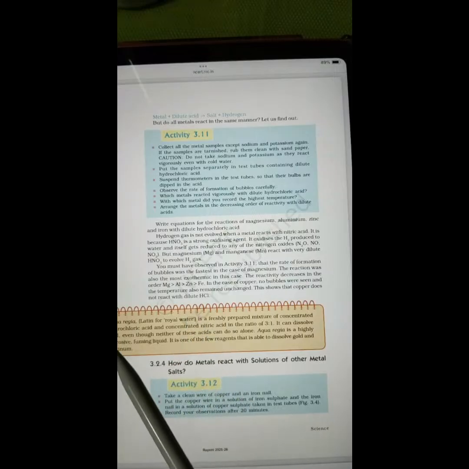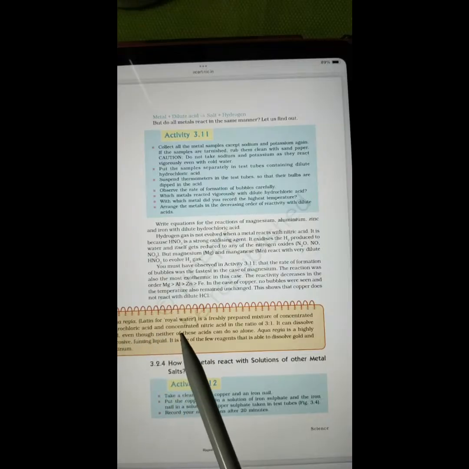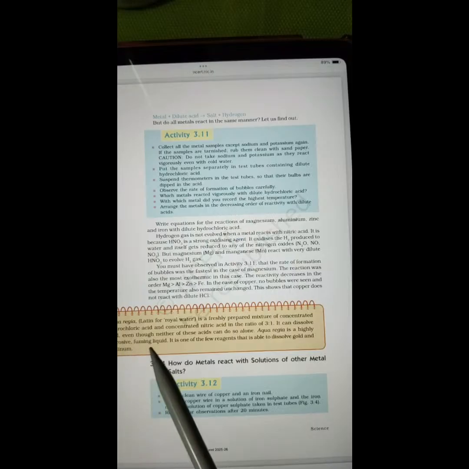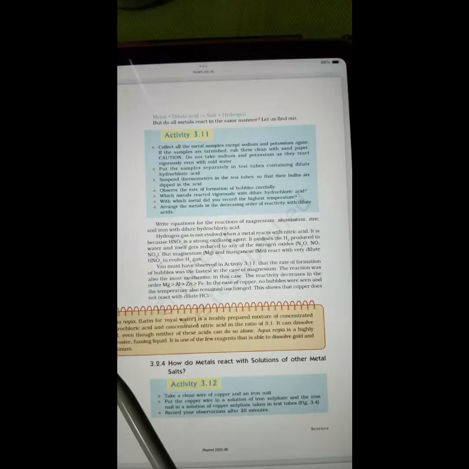Do you know, aqua regia, Latin for royal water, is a freshly prepared mixture of concentrated hydrochloric acid and concentrated nitric acid in the ratio 3 to 1. It can dissolve gold even though neither of these acids can do so alone. Aqua regia is a highly corrosive fuming liquid. It is one of the few reagents that is able to dissolve gold and platinum.